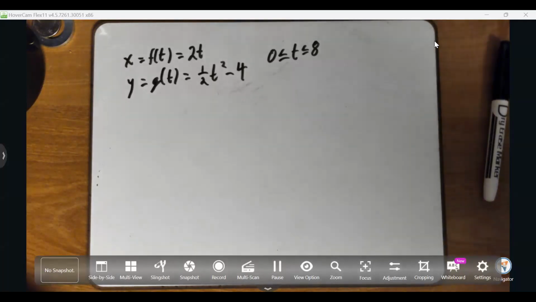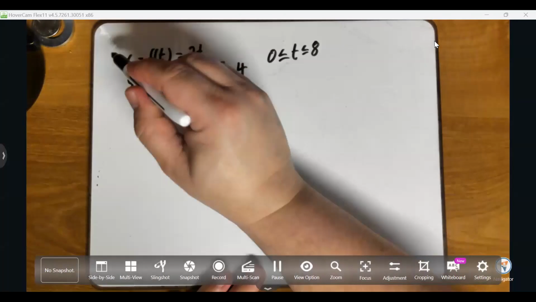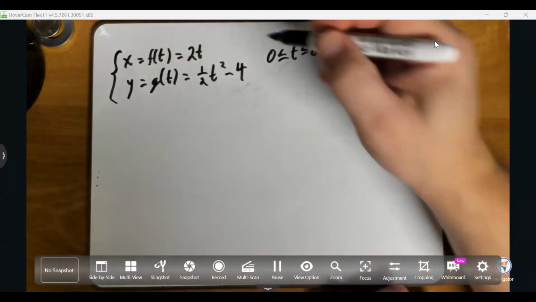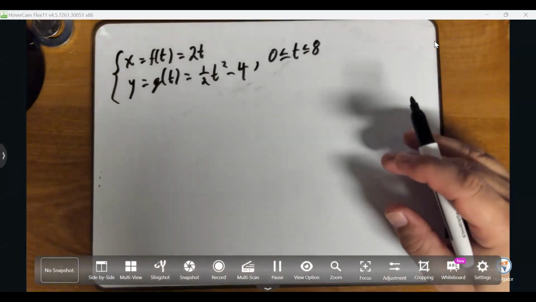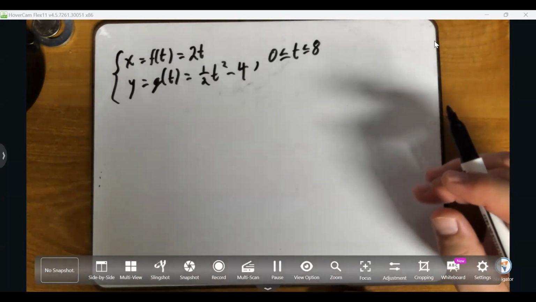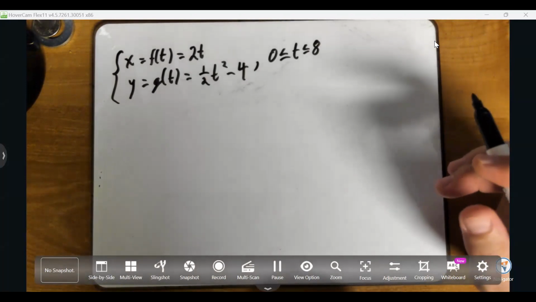Let's look at an example. So we already kind of looked at an example with the circular path. Let's look at an example of a different kind of path. So my parametric equations, and remember, you need both pieces for a parametric curve. You need both the x and the y piece. So x is a function of t, y is a function of t.